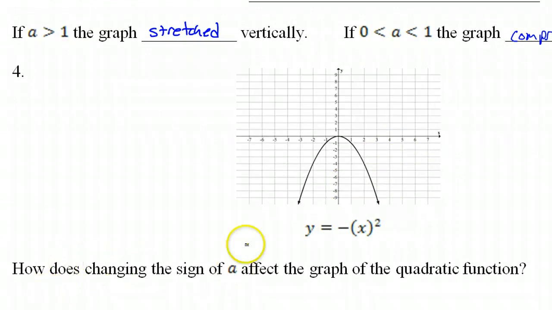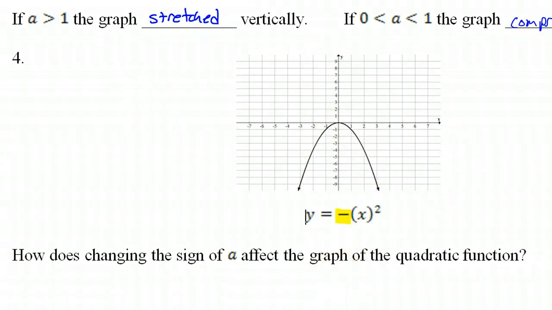All right, well, how does changing the sign of A affect the graph of the quadratic function? So we're talking about, for instance, sticking a negative sign on the front of our parent function, and you can see what it does. It's turning it upside down. Now, we're going to call that a reflection in the x-axis, because it was like a mirror image. It started off like this, and now it's like this. So that's a reflection in the x-axis.